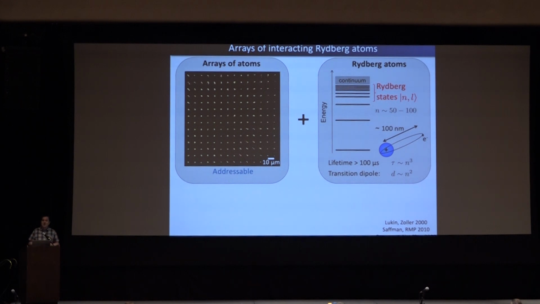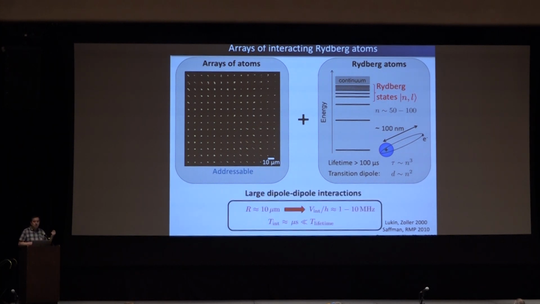Rydberg atoms are just highly excited electronic states of atoms. Typically, you have quantum numbers around 50 to 100 in the lab, and they have very nice properties for quantum simulation. I don't want to go into the details, but basically, there are two very nice properties: they have large dipole moments and also relatively long lifetimes. And the consequence of this is that the interactions between Rydberg atoms are very strong, and this precisely allows for the quantum simulation of complex many-body systems, for example from condensed matter, on a very different and also more convenient length scale and time scale.